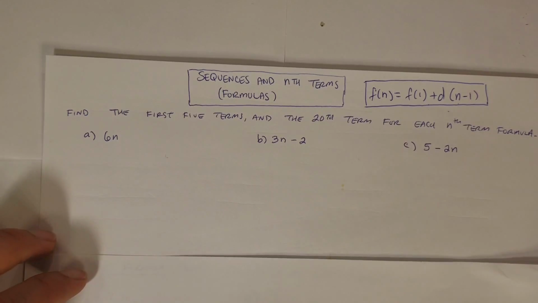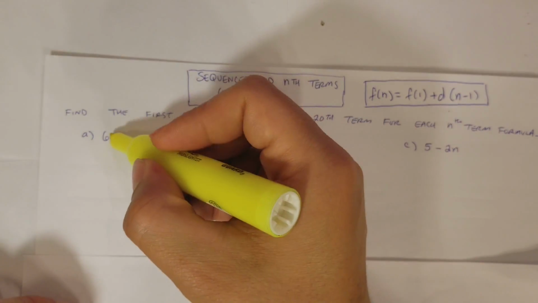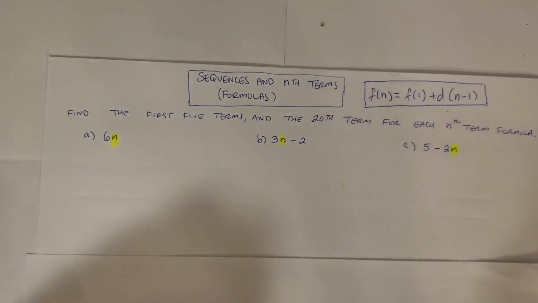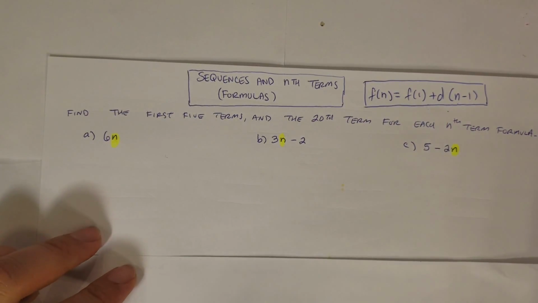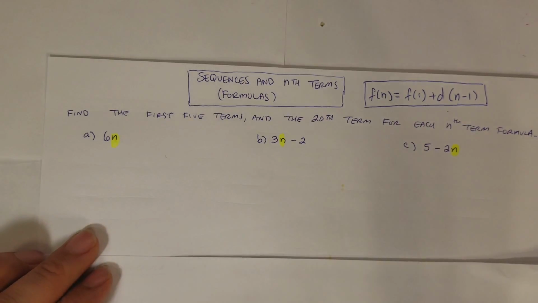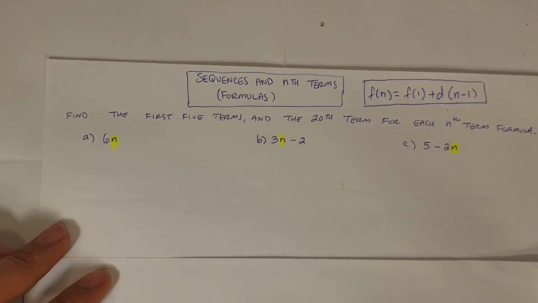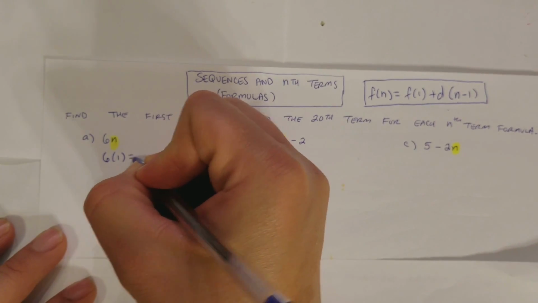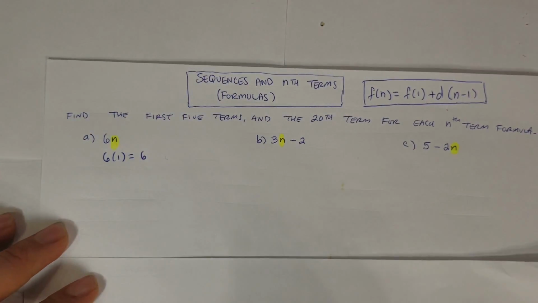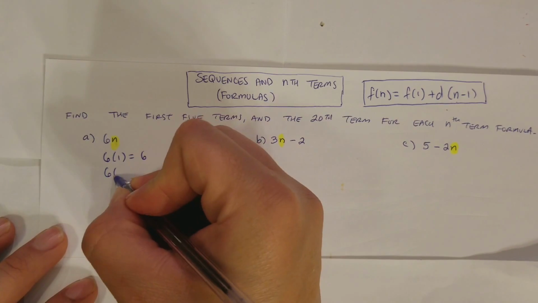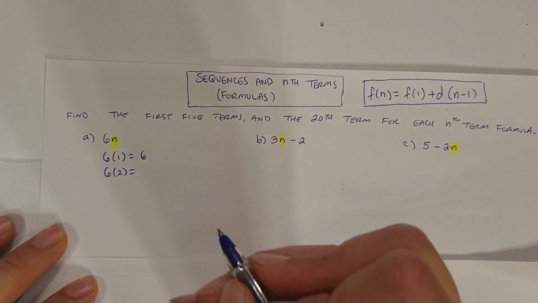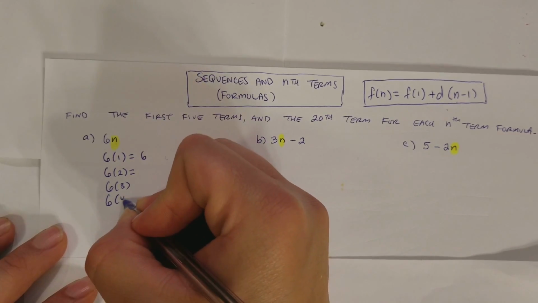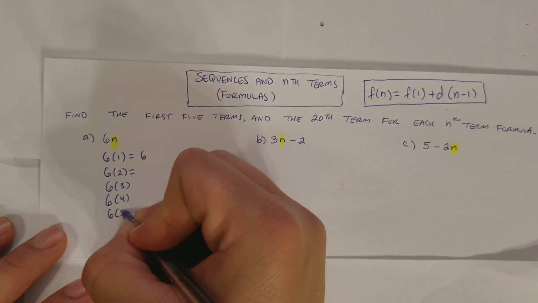If you want to find the first term, you plug in a number for n, and that number would be 1. If you want to find the second term, you plug in 2. If you want to find the third term, you plug in 3, etc. So to find the first one, you're going to have 6 times 1, and my first answer is going to be 6. To find the second one, you're going to have 6 times 2. To find the third one, 6 times 3. To find the fourth one, 6 times 4. To find the fifth one, 6 times 5.